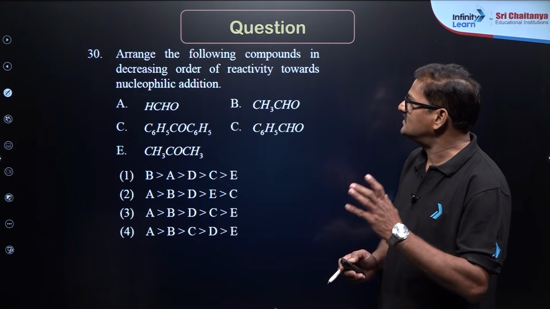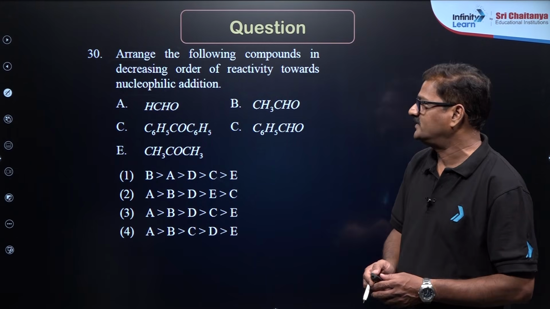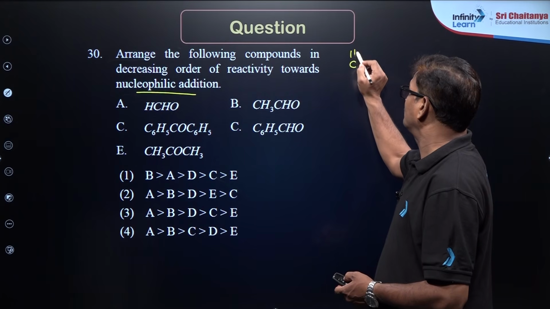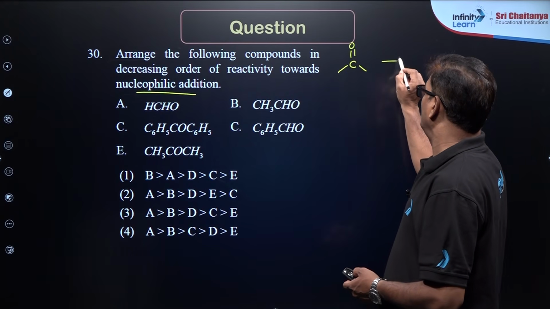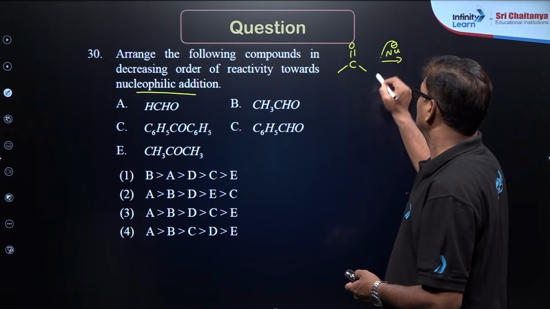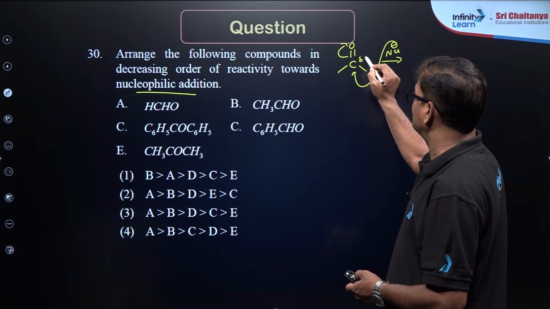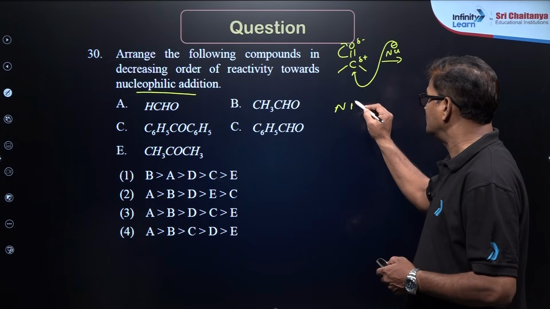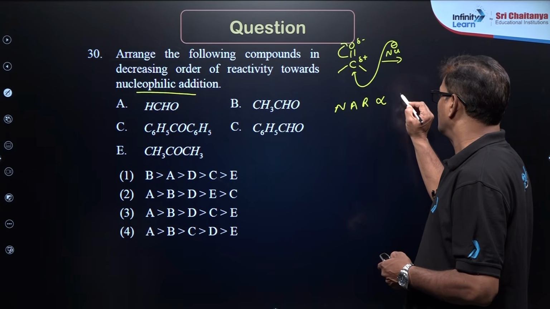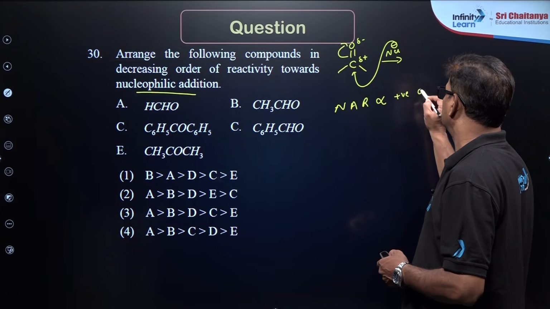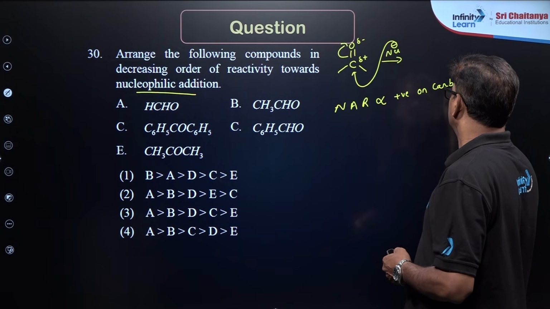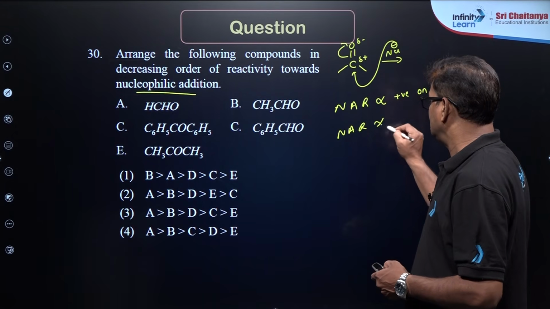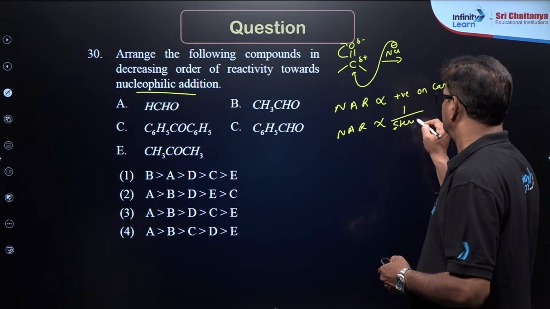Students, here is the question: arrange the following compounds in decreasing order of reactivity towards nucleophilic addition reaction. A nucleophile can attack like this. Why? Because this has a positive charge and this has a negative charge. I want to say here, nucleophilic addition reactivity is directly proportional to positive charge on carbon. Also, you have to check that it is inversely proportional to steric factors.